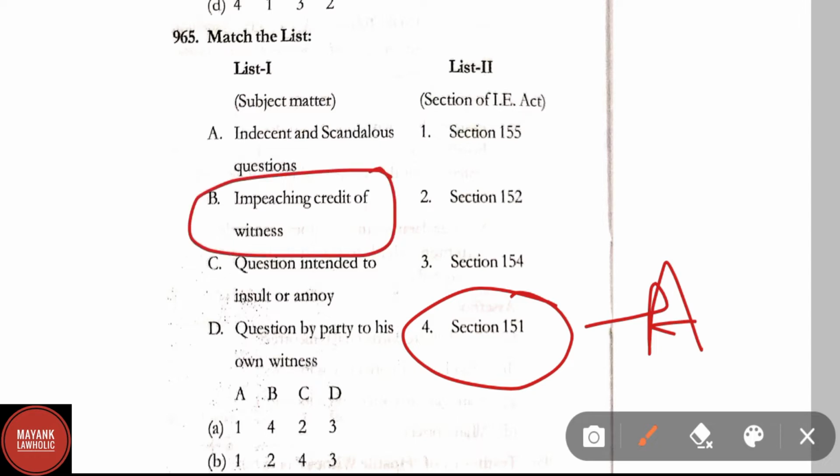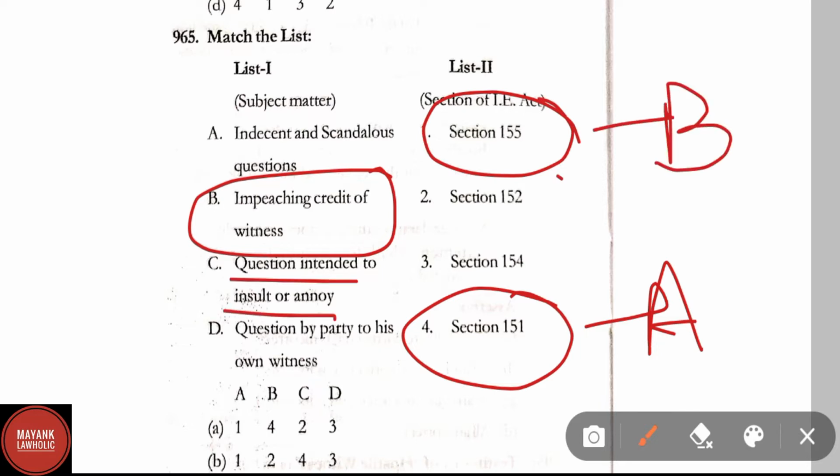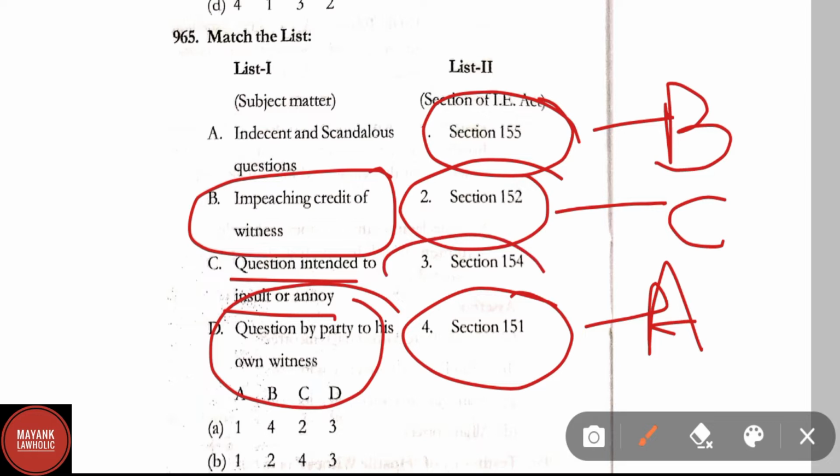Impeaching the credit of witness. The correct match is section 155. Question intended to insult or annoy. Here the correct match is section 152. And the last, question by party to his own witness, is section 154.